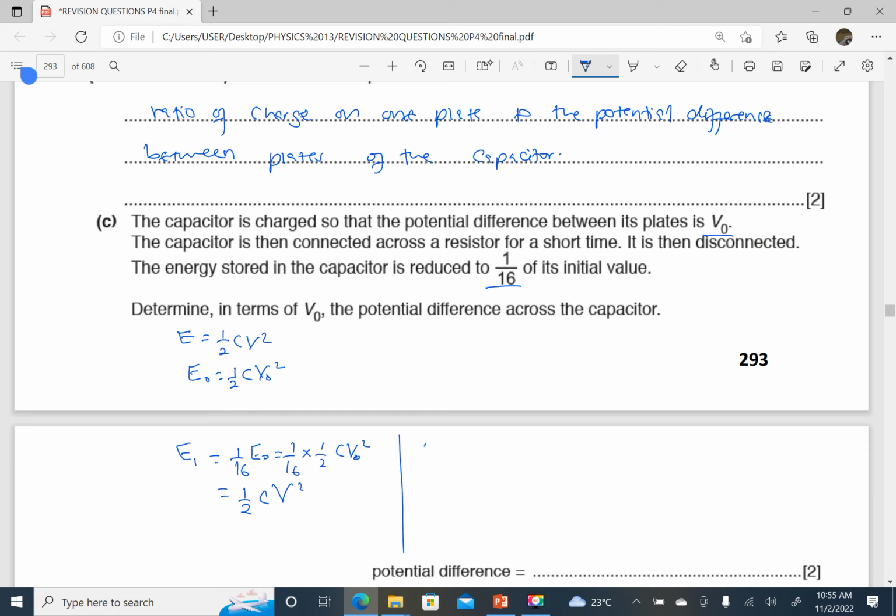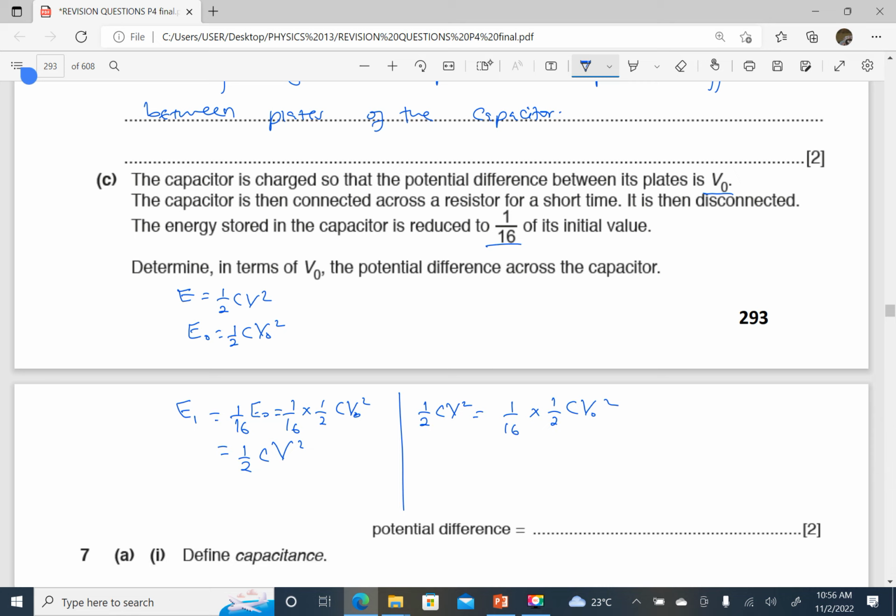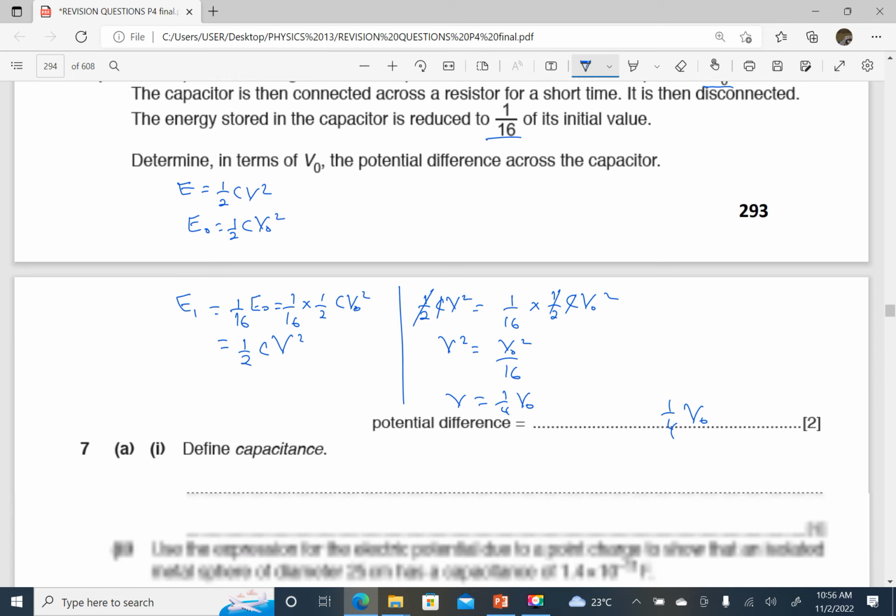Therefore, I will simply say a half C V squared is the same as 1/16 of the energy stored, the first amount of energy, which is a half C V naught squared. And a half C has cancelled. So I'll cancel out a half, I'll cancel out C. And I notice that V squared is going to be equal to V naught squared over 16. When I find the square root, V is going to be equal to 1/4 times V naught. So the answer here is going to be a quarter of V naught.